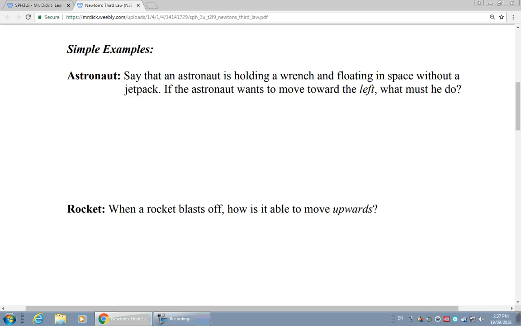So for example, if we look at an astronaut out in outer space, if that astronaut's holding a wrench and floating in space without a jetpack, what could the astronaut do if they wanted to move towards the left? Well, you probably have some idea that the wrench is going to play a key role in this. So let's think about the forces involved.